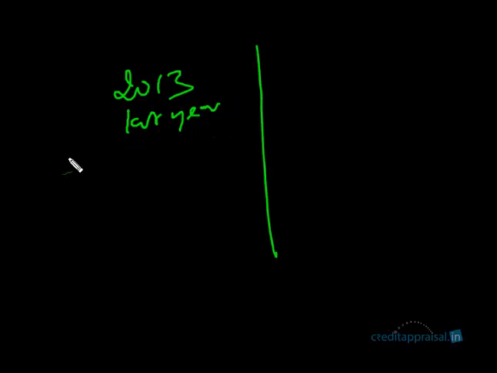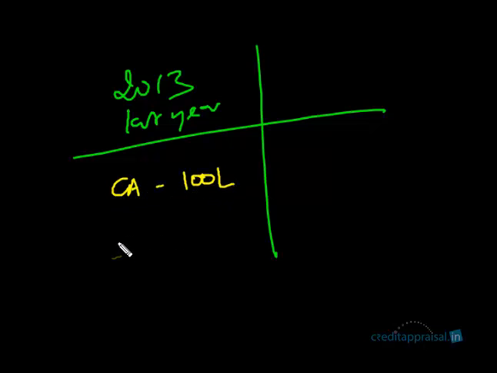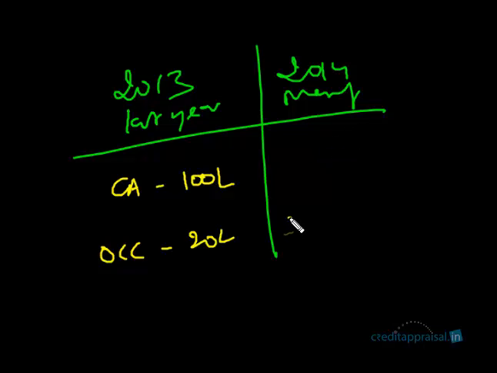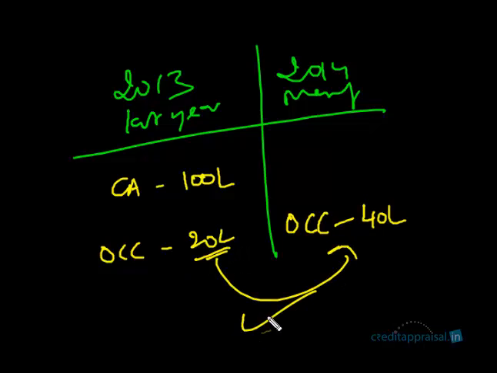So what I'm saying is, in 2013, that is the last year, when the company came for renewal or enhancement, the current assets was, say, 100 lakhs, and the OCC at that time was 20 lakhs. Now in the present year, the company has come again for enhancement. Last year the existing limit was 20 lakhs. The company approached for enhancement to 40 lakhs, and you have sanctioned as the bank. You have enhanced the limit.